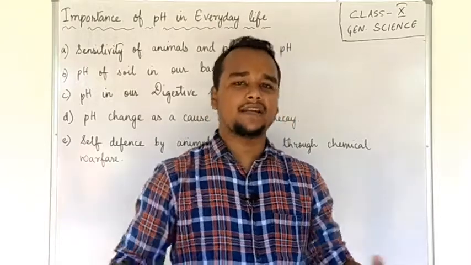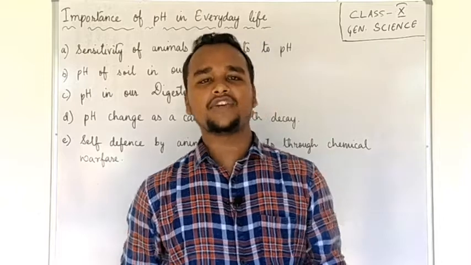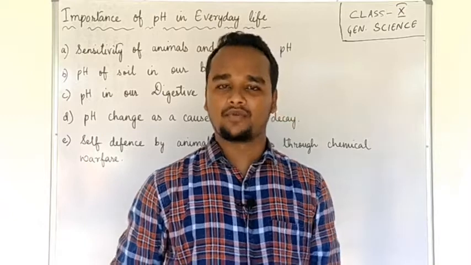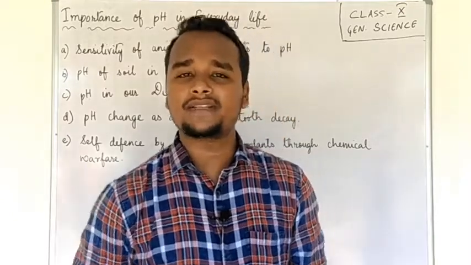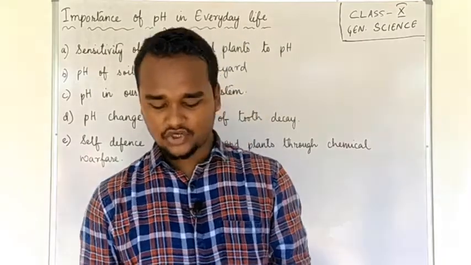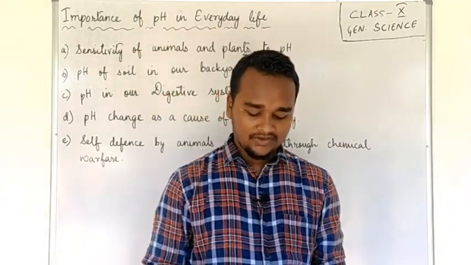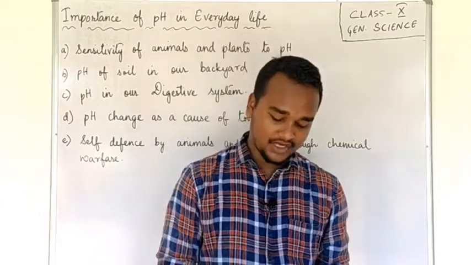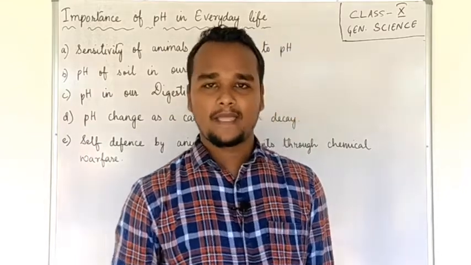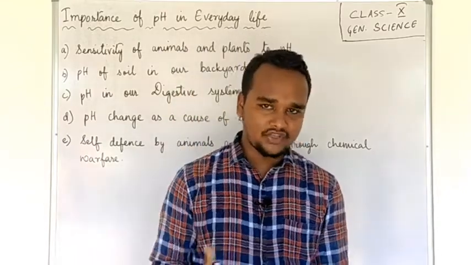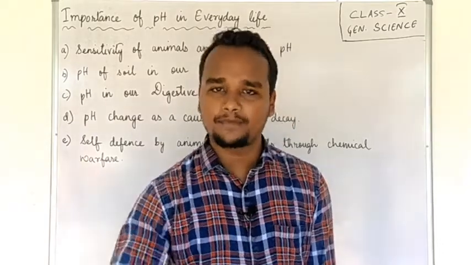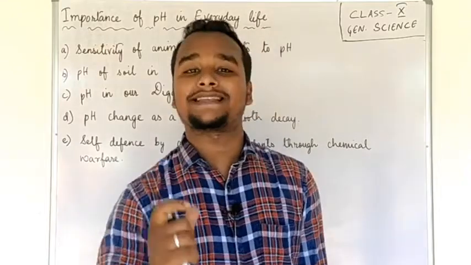But if there is a greater pH change, then whether it is a plant or an animal, it causes great harm to them. Open page number 26 of your book, where it is written: our body works within the pH range of 7.0 to 7.8. Living organisms can survive only in a narrow range of pH change. If the pH of rainwater falls below 5.6, then it is termed acid rain.